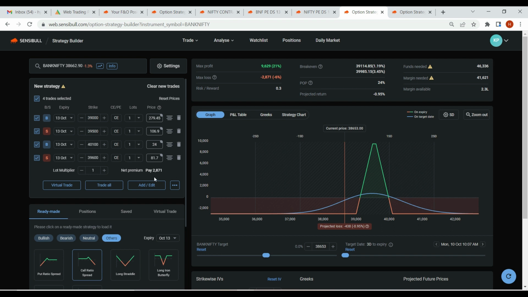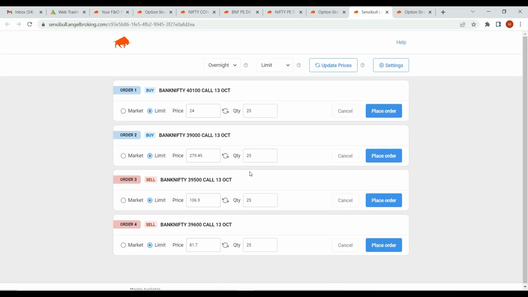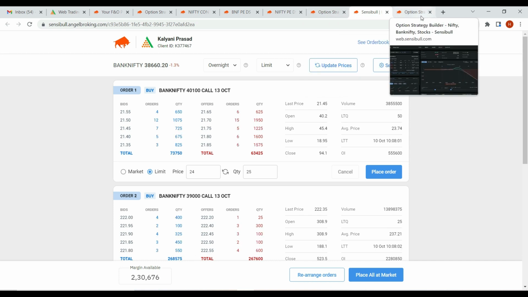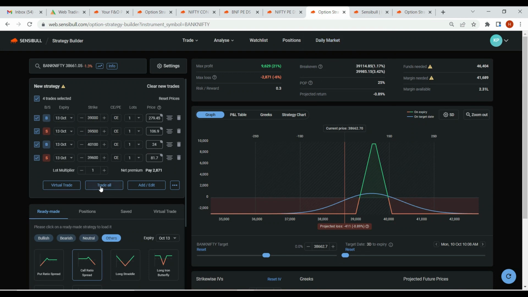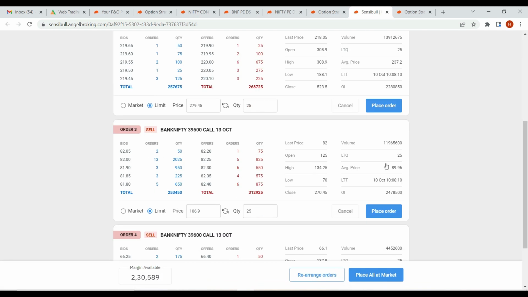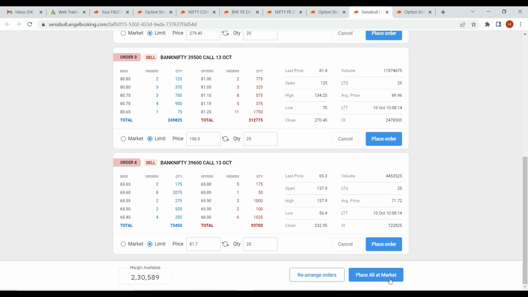Now, say you're planning to execute this order. Someone might do a basket order, or someone will do individual orders. What I basically do is say trade all, that's it, because I go through Sensible. Sensible makes my job easy. I'm not promoting Sensible, but I literally mean it. With a single click, if I want to trade, that's it. Trade all and just say place order, or else you can say place all orders at market price.